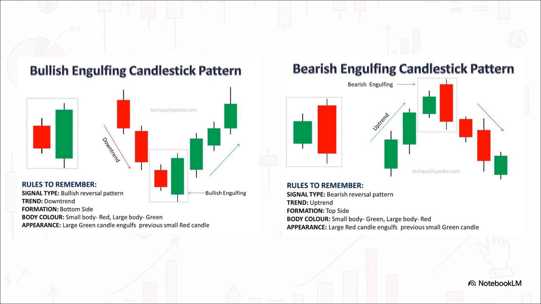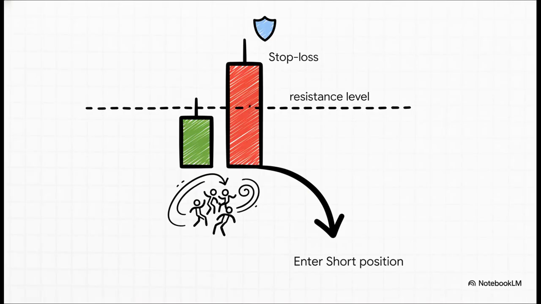And then, bam, a massive red candle prints that completely swallows or engulfs the previous candle's body. The bears didn't just win this round, they overwhelmingly crushed the bulls. It's a total psychological reversal. Your strategy for a bearish engulfing is pretty much the exact mirror image of your bullish tactics.